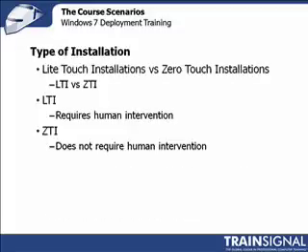There are a couple types of installation. There are light touch installations, and we have zero touch installations. Really what it comes down to is LTIs versus ZTIs. An LTI requires some type of human intervention, even if it's just someone standing there powering on the machine. A human being had to touch that computer to do something. A ZTI doesn't require any human intervention to kick off the deployment process or to answer any question during the deployment process. There's only one product that can truly offer a ZTI, and that's System Center Configuration Manager. Otherwise, you're going to be performing LTIs.